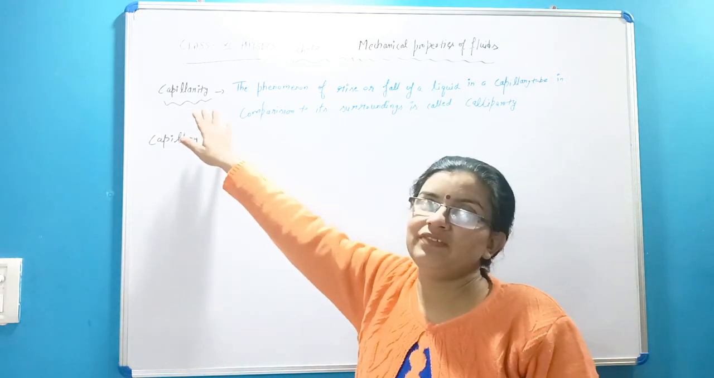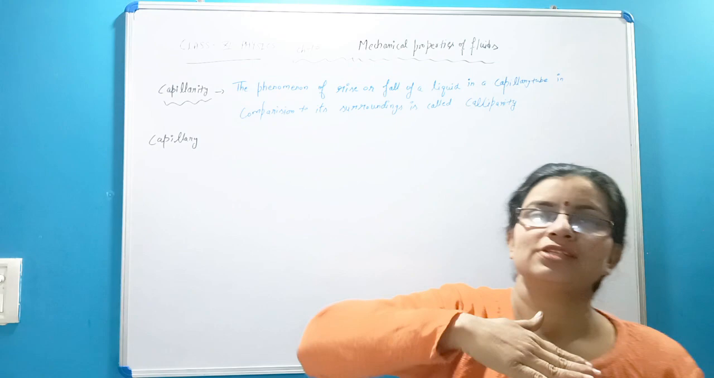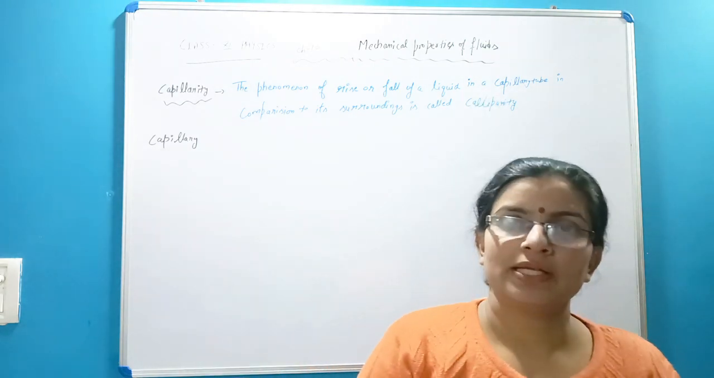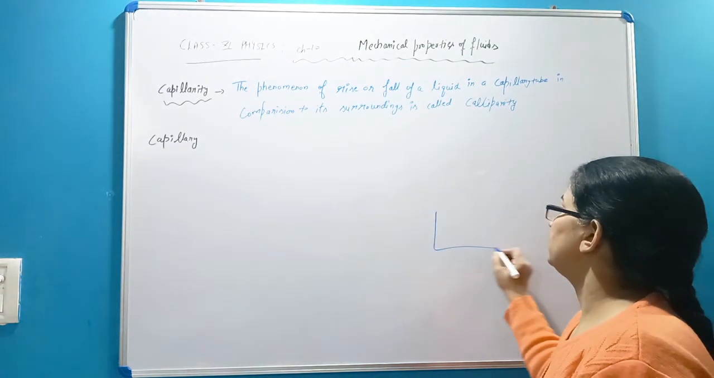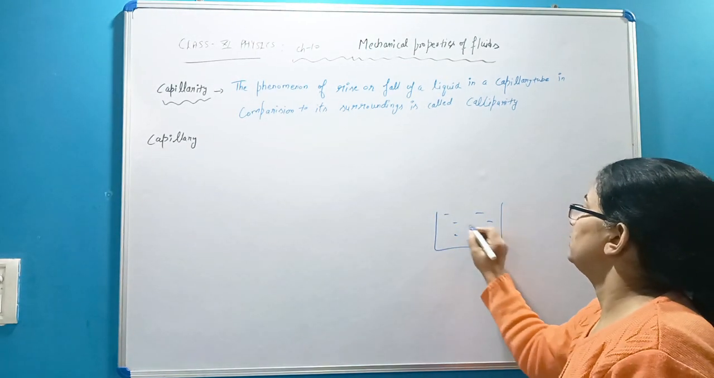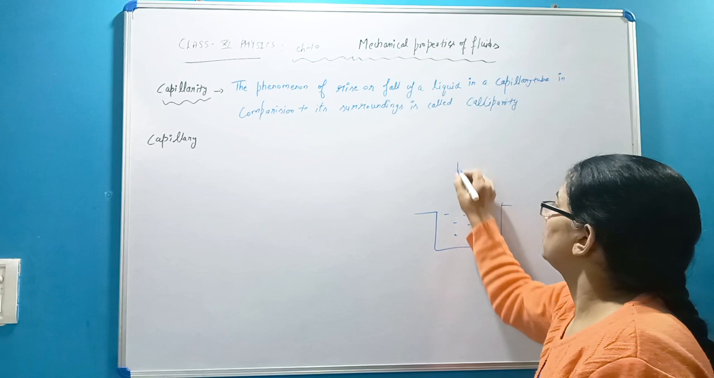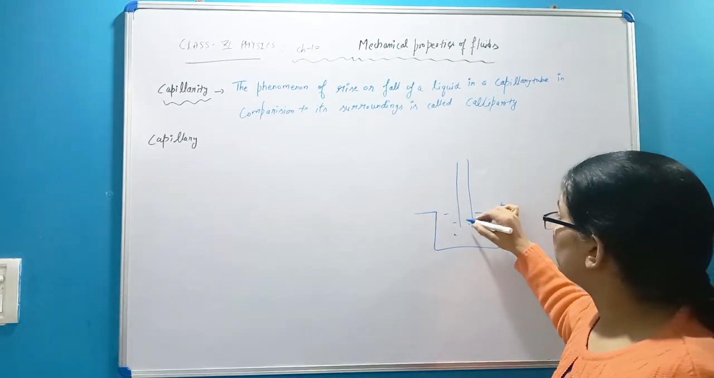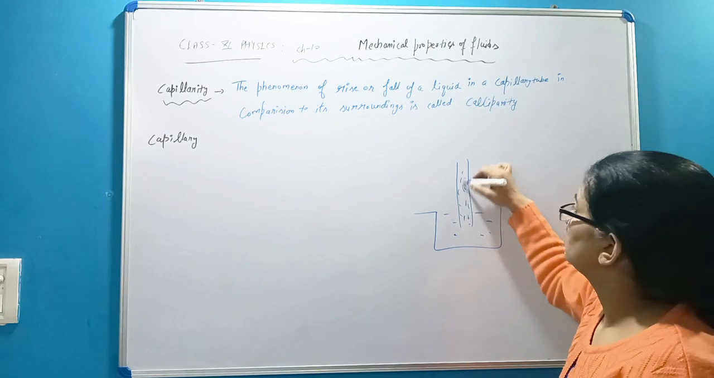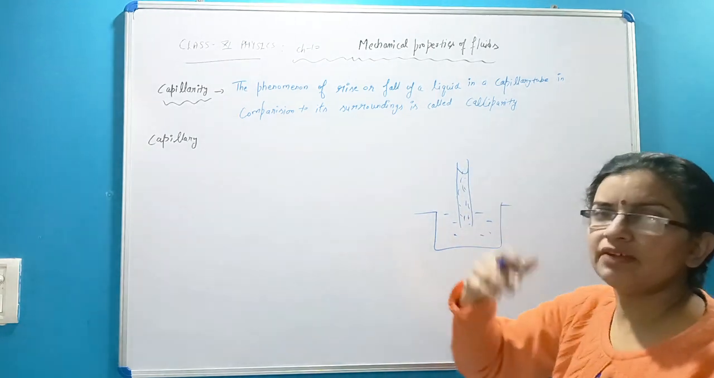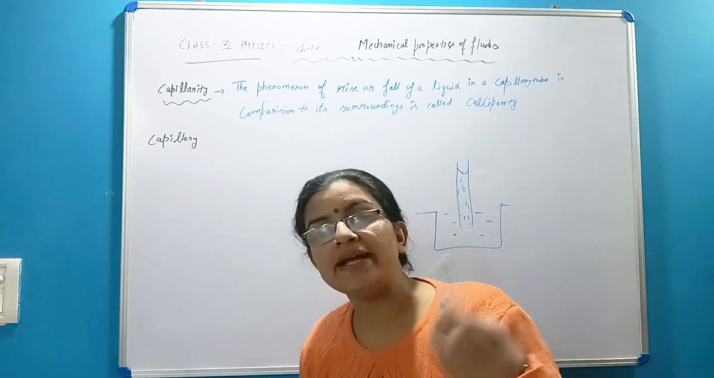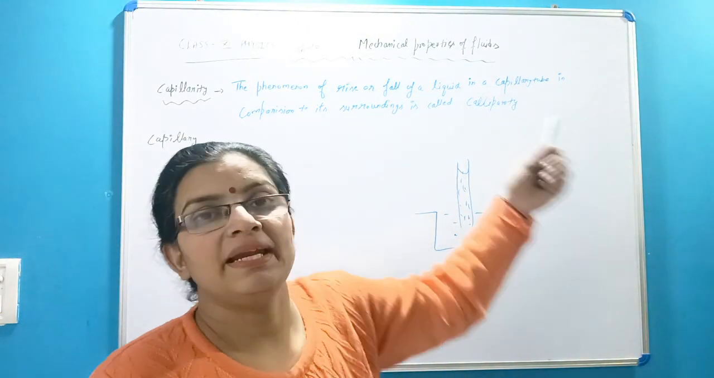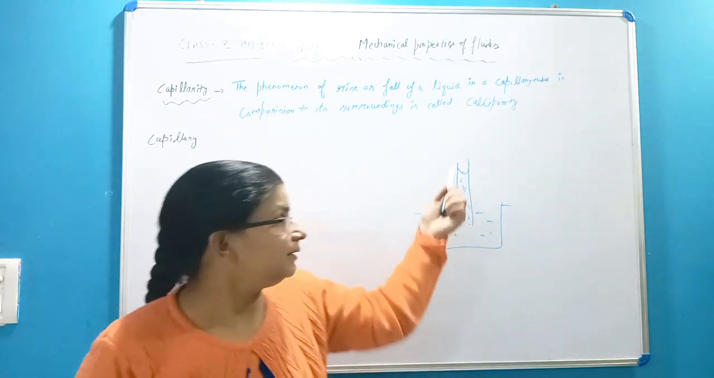Capillarity is basically the rise or fall of a liquid inside a narrow tube with respect to its surroundings. Simply, if I have liquid in this container and I put a capillary tube here, the liquid will rise. The phenomenon of rise or fall of a liquid in comparison to its surroundings is known as capillarity.